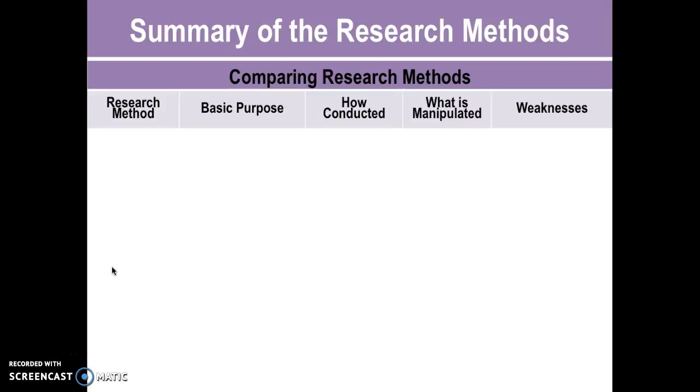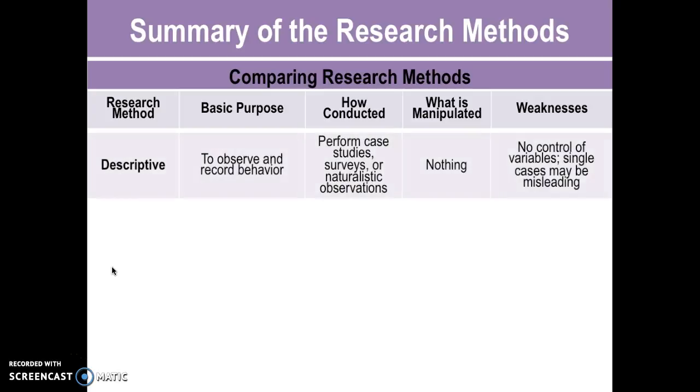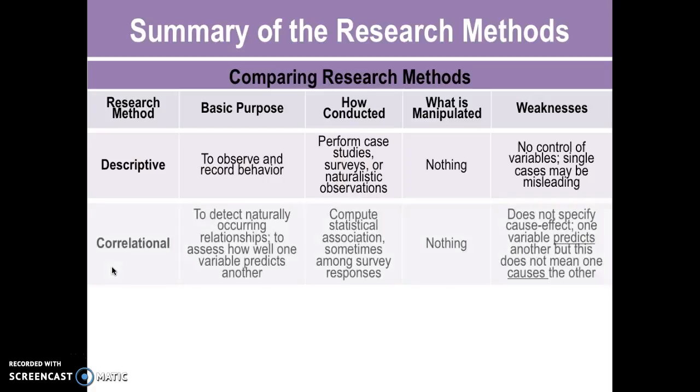All right. Here's a summary of the research methods that we have talked about. The first one was descriptive. Nothing's being manipulated. There's no control variable, there's no independent variable, nothing like that. It's just where you observe and record behavior. We have correlational. This is where you're just going to see, is there a relationship between one variable and another variable? Not cause and effect. I repeat, correlational does not have cause and effect.